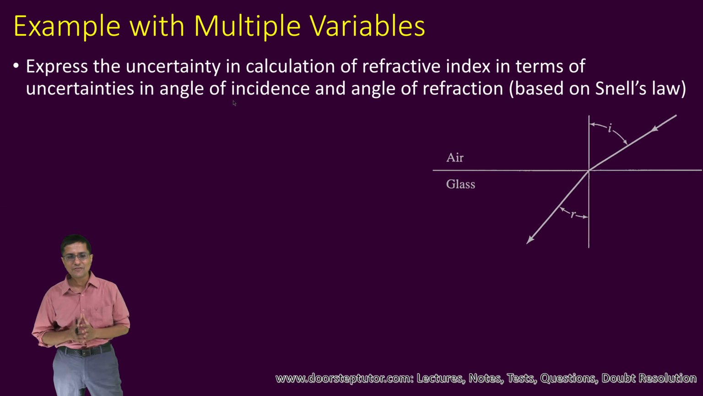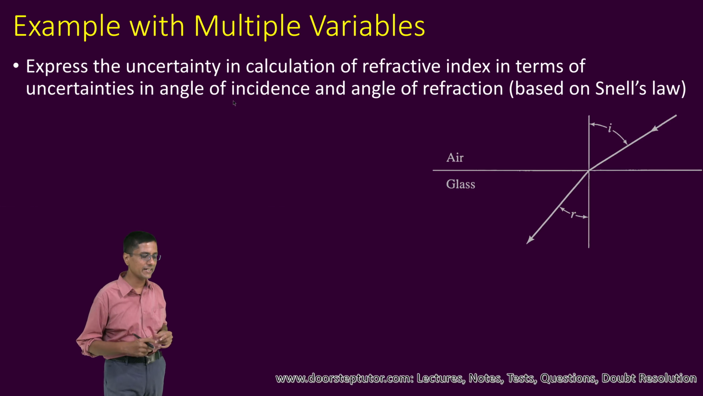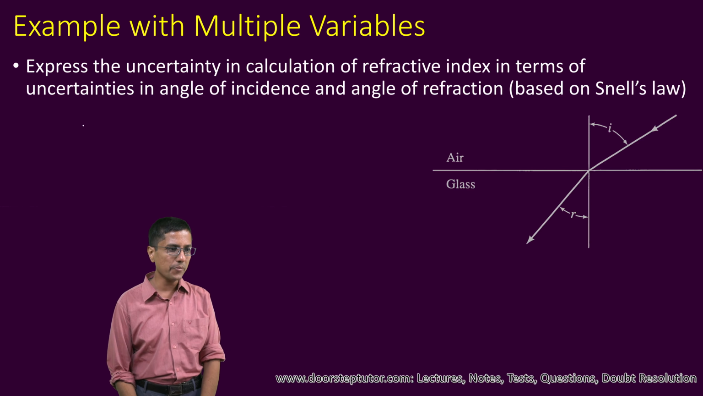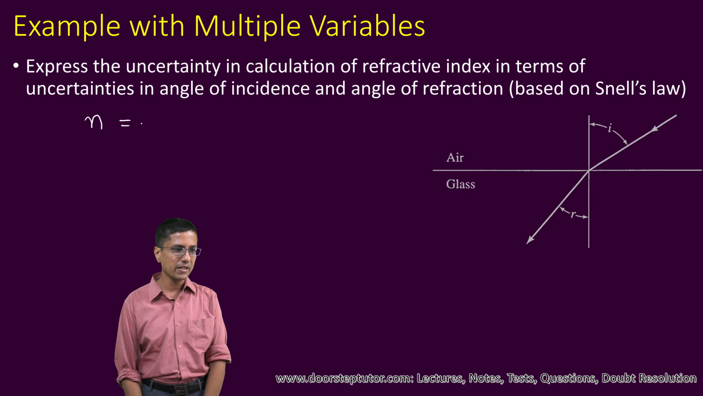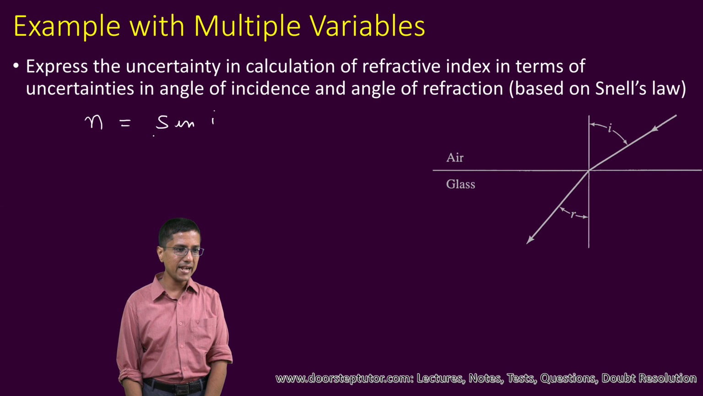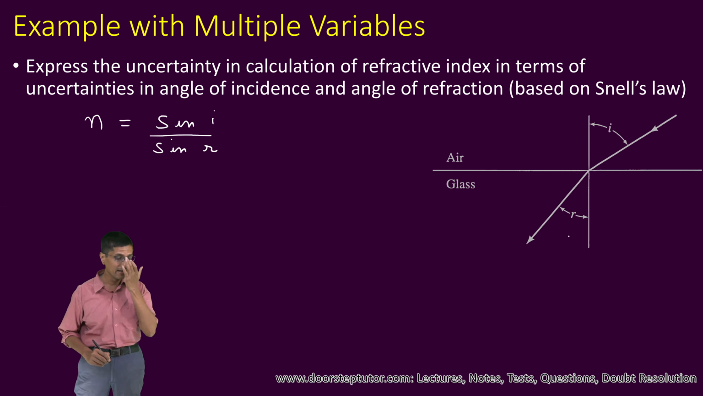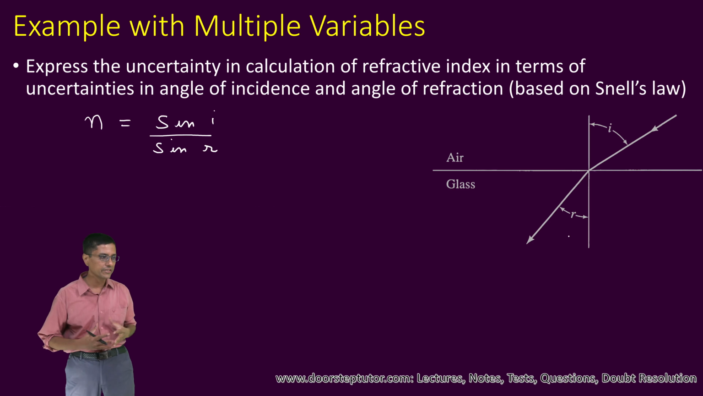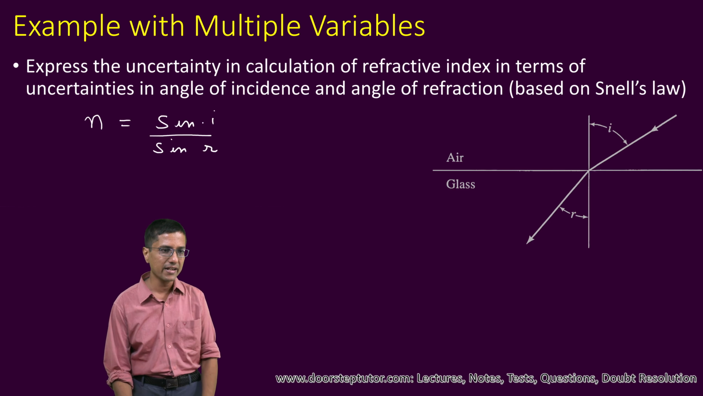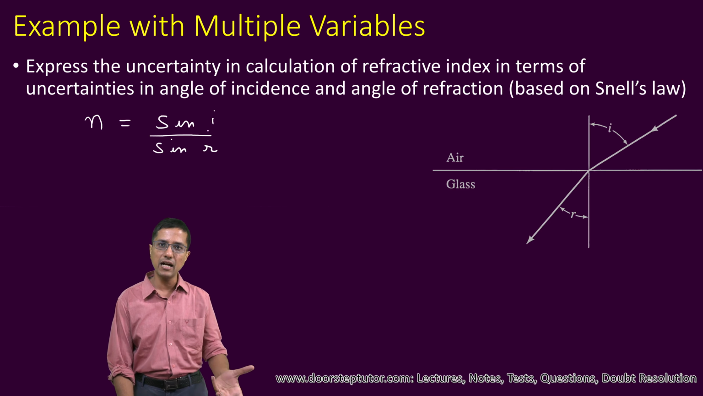So here is our question. We are trying to ascertain the error in the computation of refractive index given the angle of incidence and the angle of refraction. So we have the two angles right here, and we want to find out the error in the computation of this refractive index in terms of the error in the measurement of I and R.